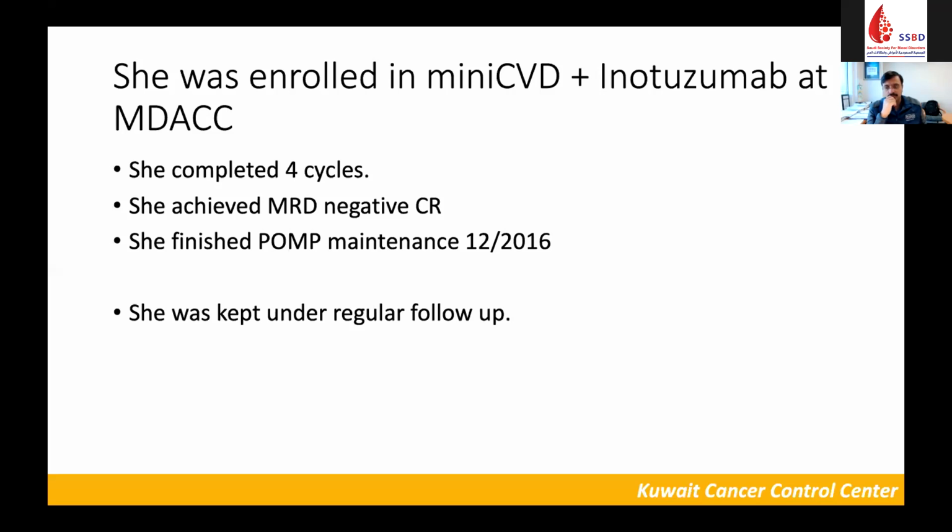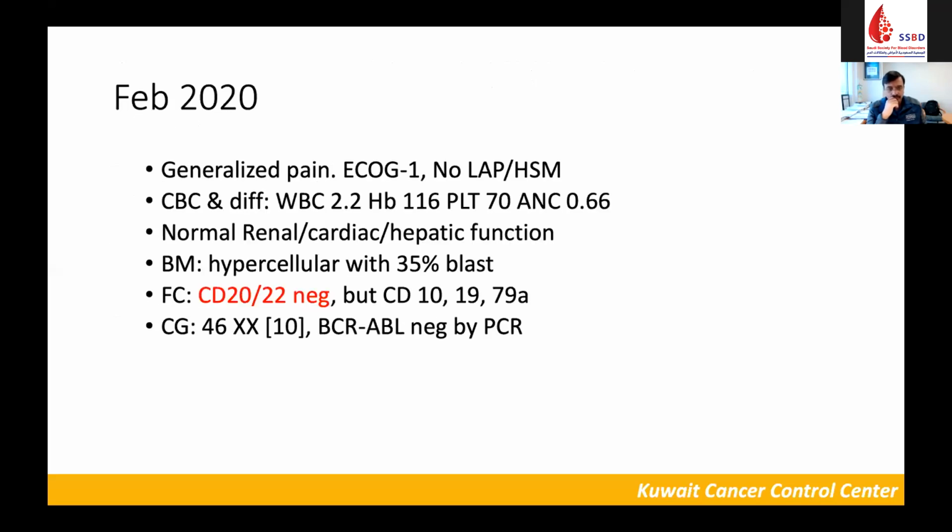She was kept under regular follow-up in our OPD. In February 2020, the patient presented with generalized pain, and her ECOG was still good at 1. She had no lymph nodes or hepatosplenomegaly. Her CBC showed leukopenia of 2.2, hemoglobin of 11.6, platelets of 70, and neutrophils of 0.6. She had normal renal, cardiac, and hepatic function.